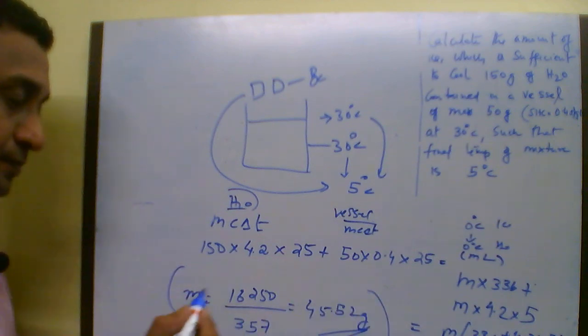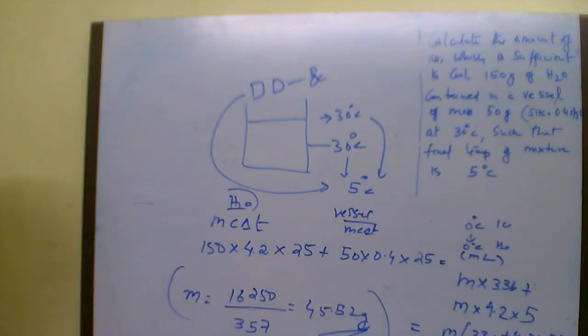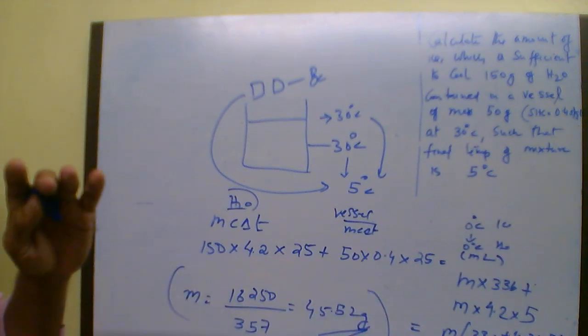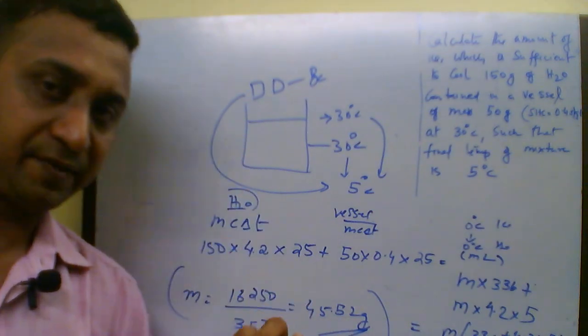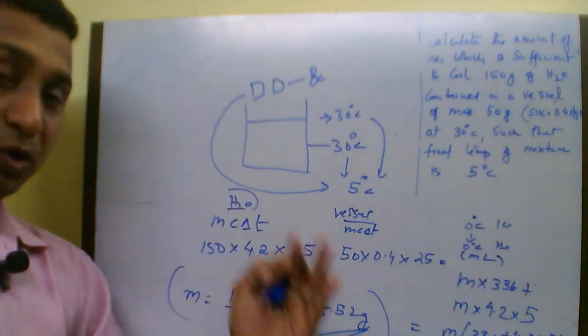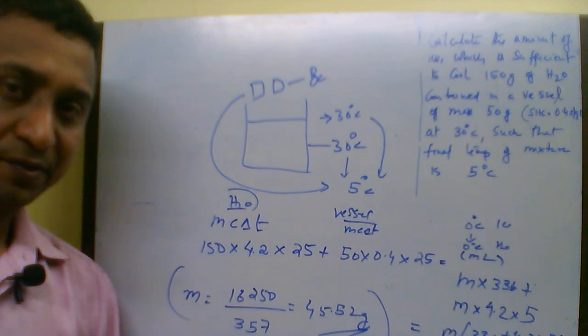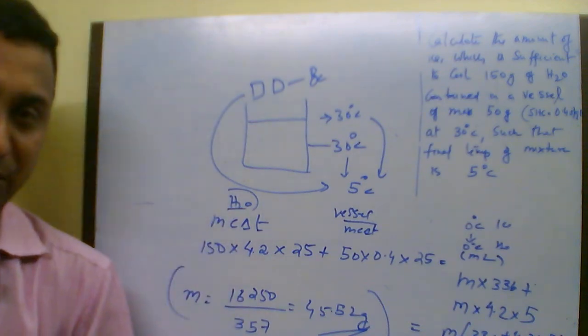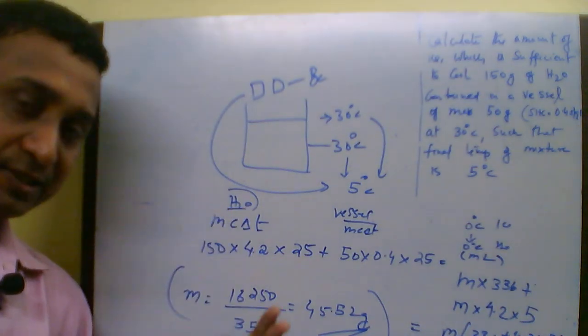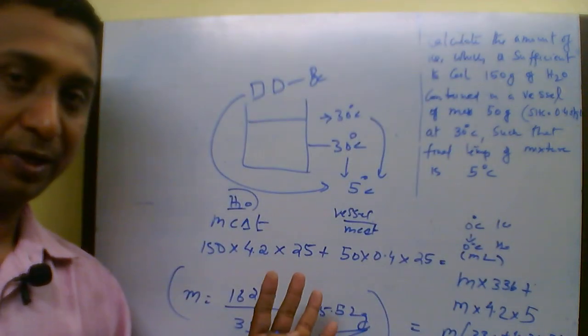Check it out. Hope you understood the logic. I explained what heat capacity is, what specific heat capacity is, where we use the Q is equal to mc delta T equation, and where we use the Q is equal to mL equation. If you know all these things, you can attempt these sorts of numericals.